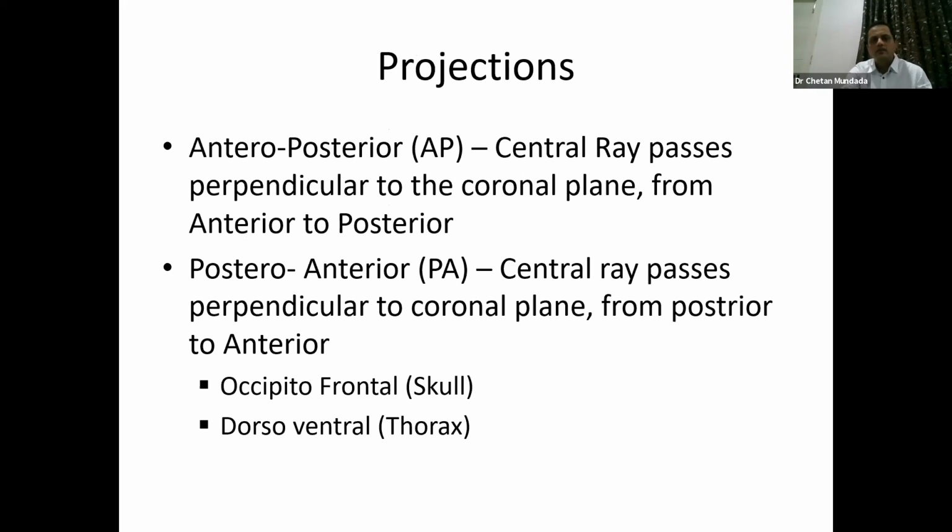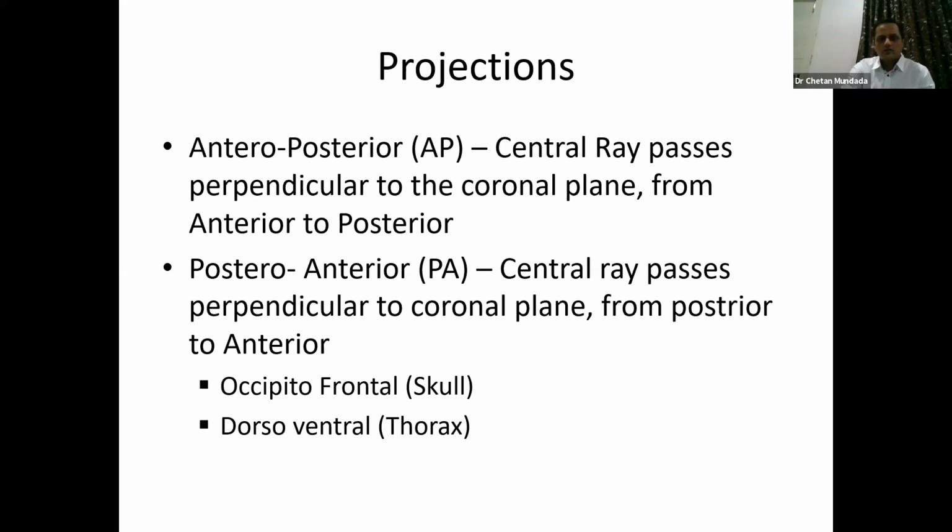The projections are either anterior or posterior, where the central rays pass perpendicular to the coronal plane from anterior to posteriorly, and this is one of the most common view projections we use in children, because taking a PA view sometimes is not possible in small kids who are not that cooperative, because the child has to face away from everybody and has to face the cassette in PA view, and it is not possible every time to get that cooperation.